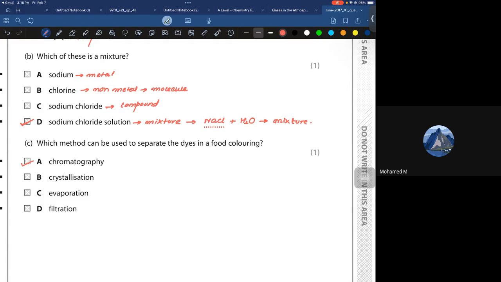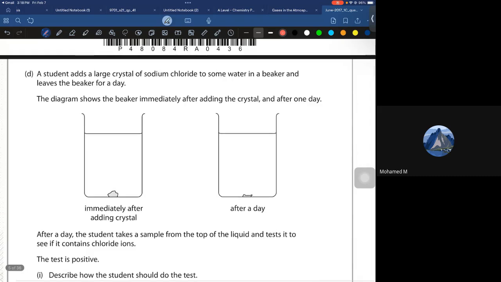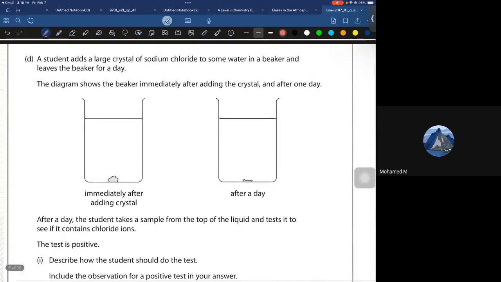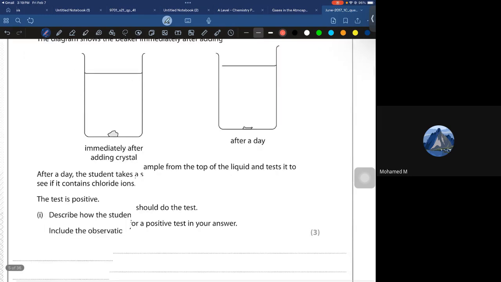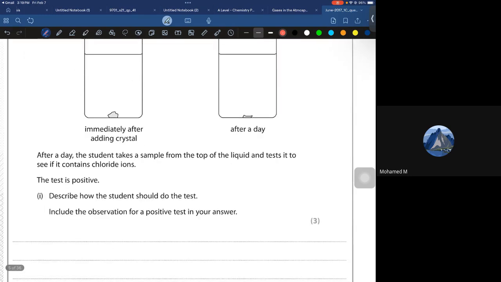Okay. Then a student adds large crystals of sodium chloride to some water in a beaker and leaves the beaker for a day. The diagram shows the beaker immediately after adding the crystal and after one day. After a day, the student takes a sample from the top of the liquid and tests it to see if it contains chloride ions. The test is positive. Describe how the student should do the test. Include the observation for a positive test in your answer.